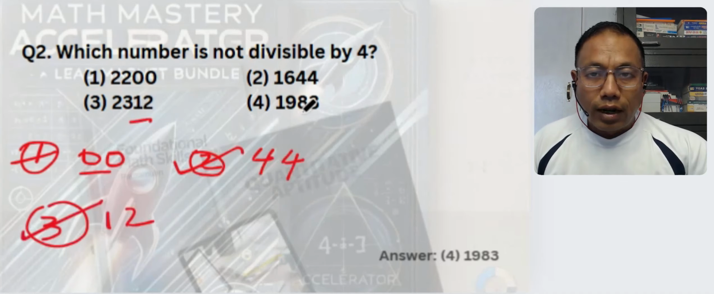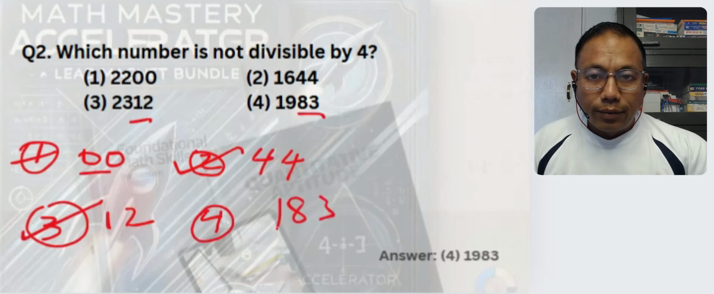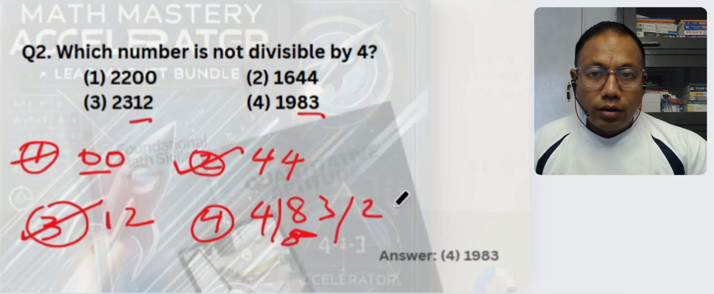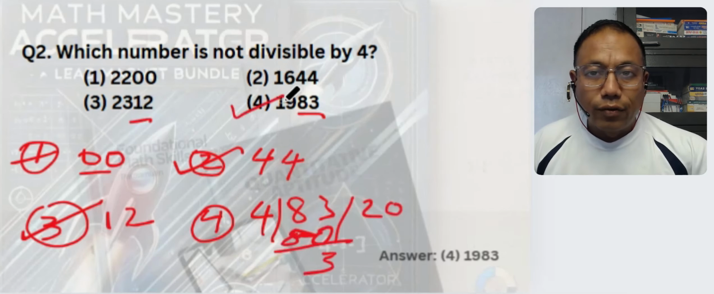Option 4, last two digits is 83. When 83 is divided by 4, 4 2s are 8, 00, remainder is 3. Therefore, the right answer is option 4.